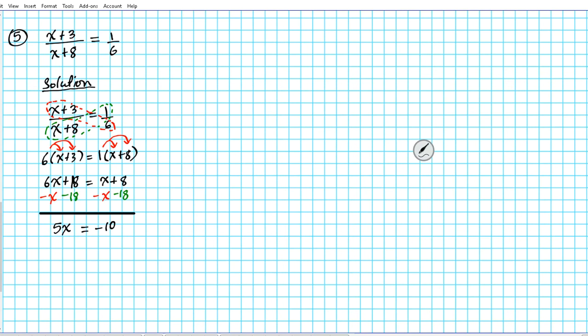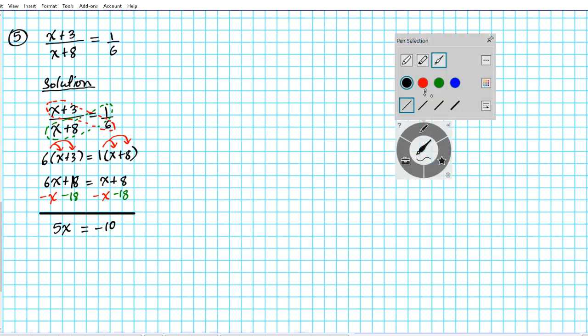Now to finish this off, we're just going to simply get rid of the coefficient of x, which is 5, so divide both sides of the equation by 5. And that yields our final answer, x, which is equal to negative 2. Alrighty, so that's the answer to question number 5.